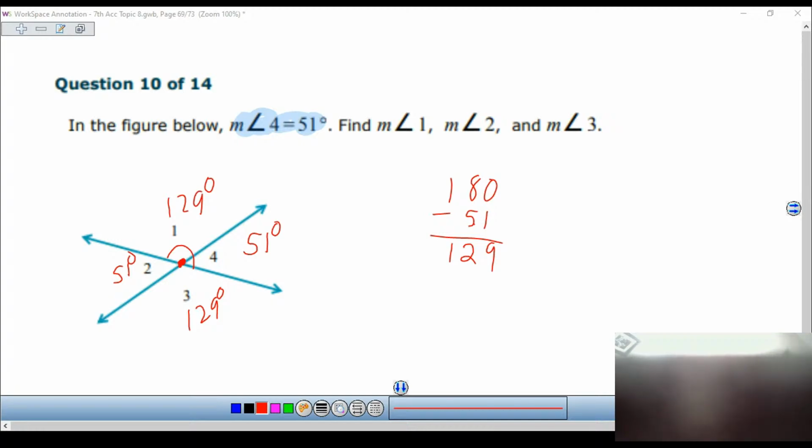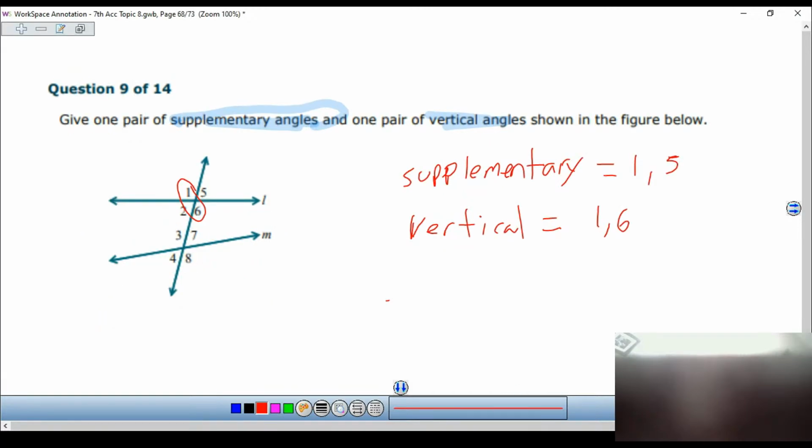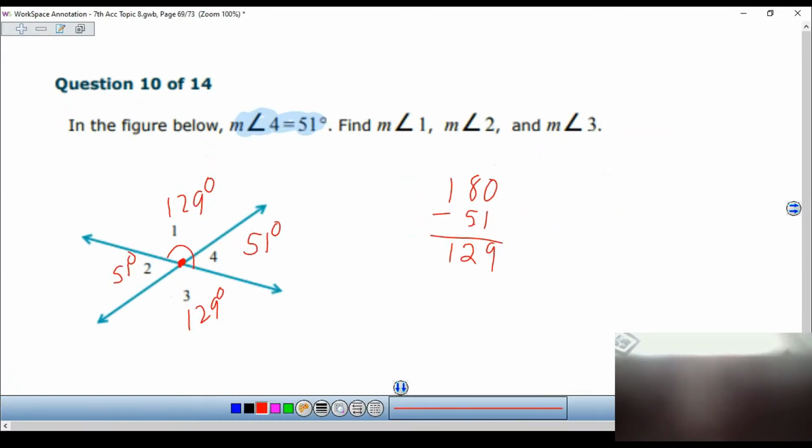You want to go back to 9? I can do that in a minute. Supplementary, so yeah, does that make sense now? Kind of, sort of, I hope. All right. Okay, you're good? Okay. Do you need me to still go back to 9 or no? Yeah, supplementary, remember, they're just on a straight line. Okay. All right, so let's go ahead and go to 11.